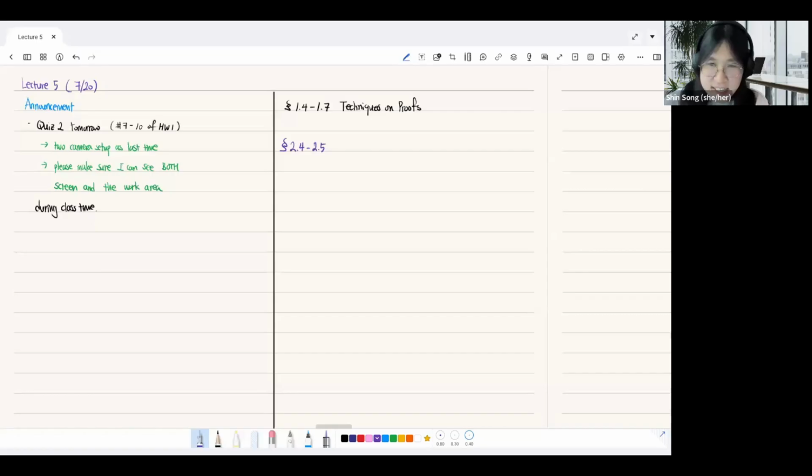Okay. Then let me introduce you to one of the most powerful techniques of proving something. This is called mathematical induction. Now the goal is the following. The statements that you will often prove using induction are open sentences.